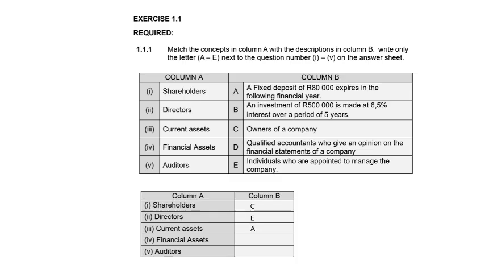Then IV, financial assets, that would be B, an investment of 500,000 is made at 6.5% interest over a period of 5 years. So let's fill in B. And then V, auditors, that would be D, qualified accountants who give an opinion on the financial statements of a company. So let's fill in D.